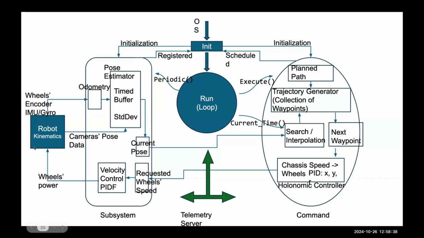Now this keeps on running until the auto is completed. And while you're running it, if you want, you can hook it up to a telemetry server. If you have a data visualizer, you can see in real time the individual corrections of the wheel velocities.